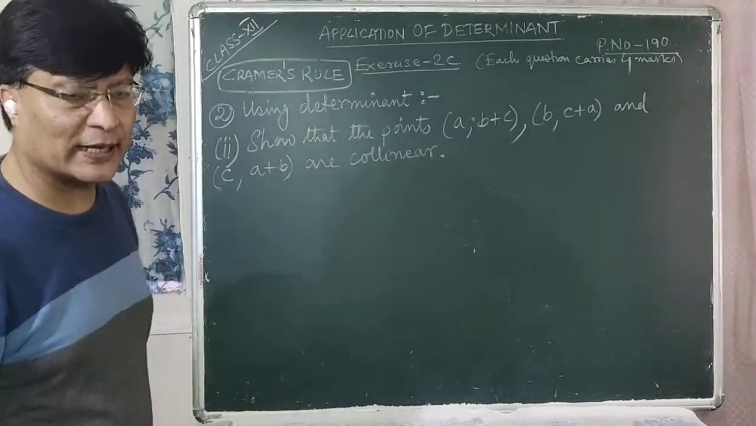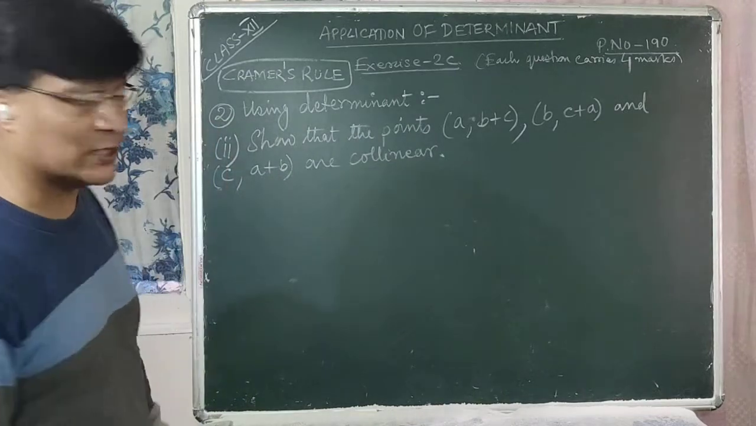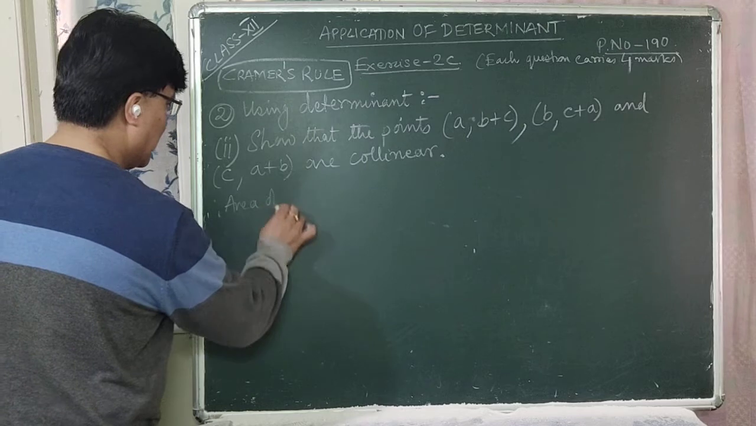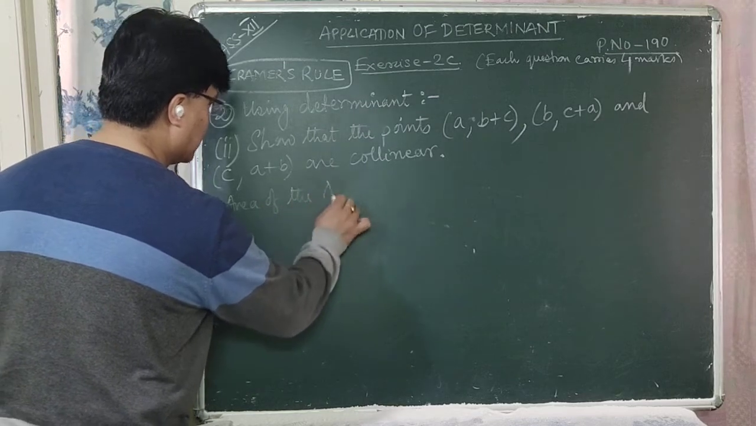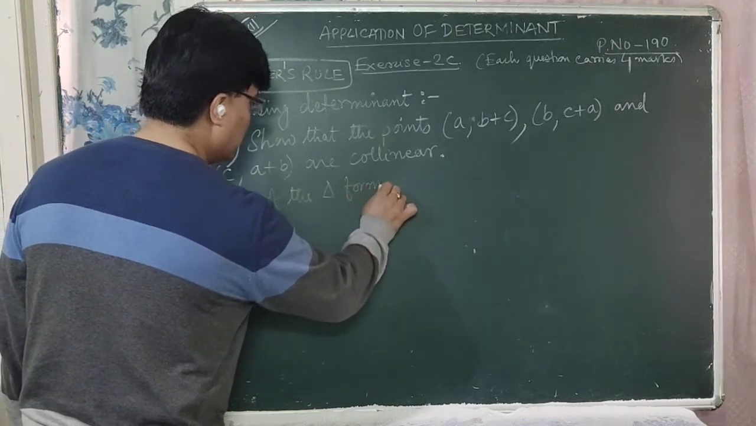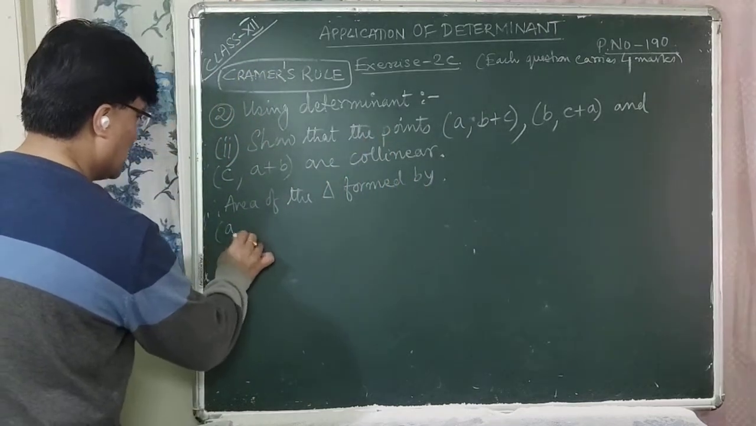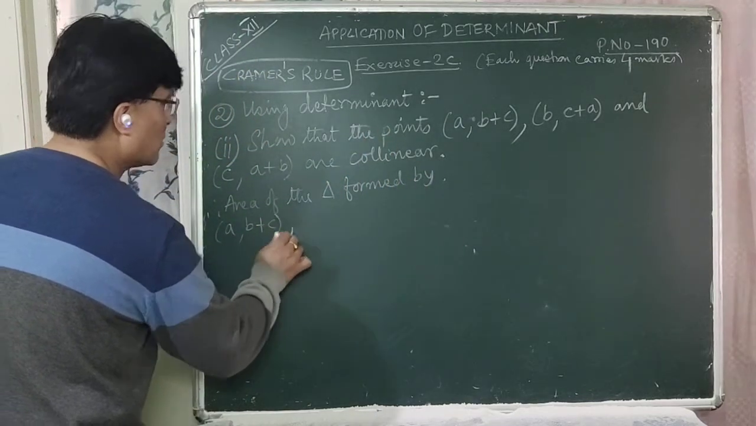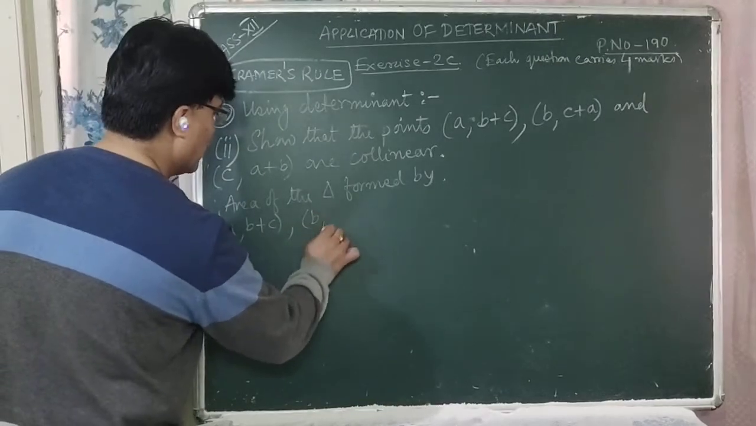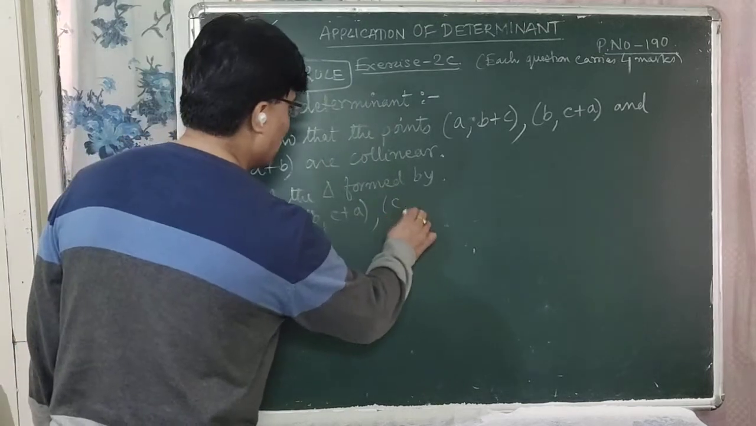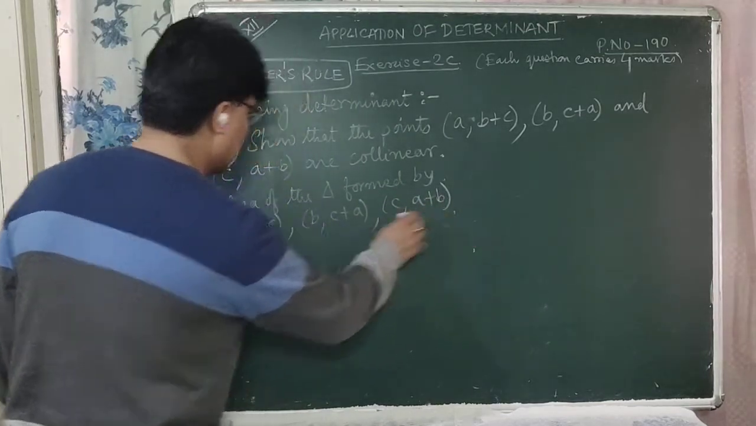Let us find out the area of the triangle formed by these 3 vertices. Okay, so therefore, area of the triangle formed by A comma B plus C, B comma C plus A, C comma A plus B. Let us find it.